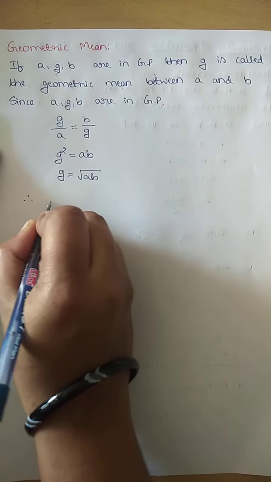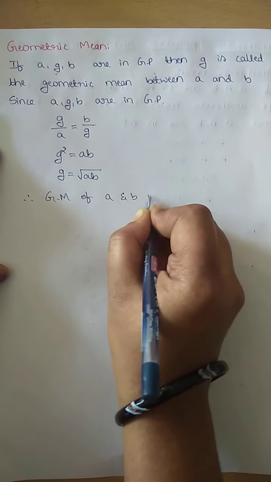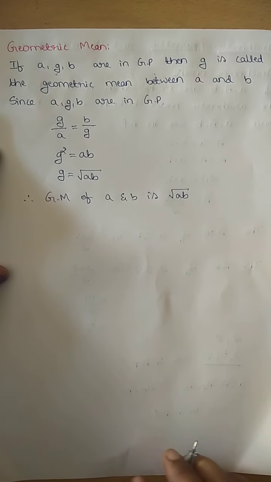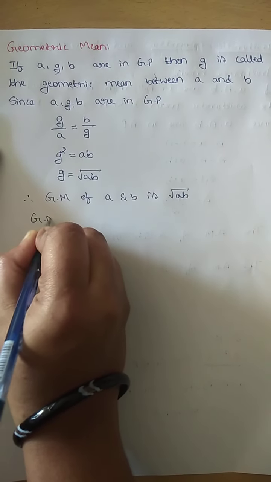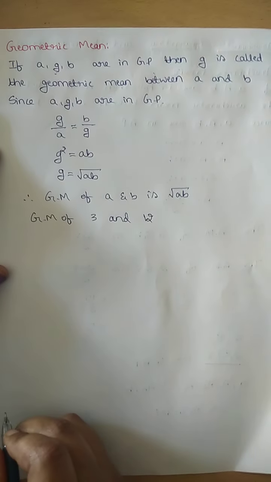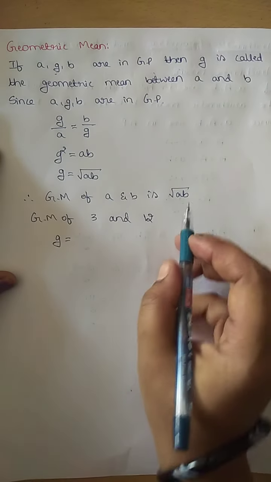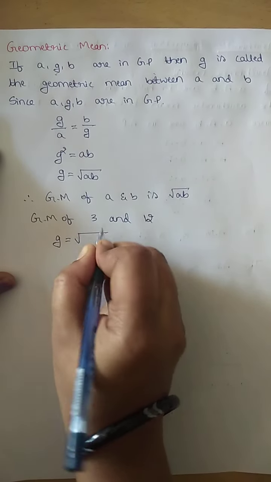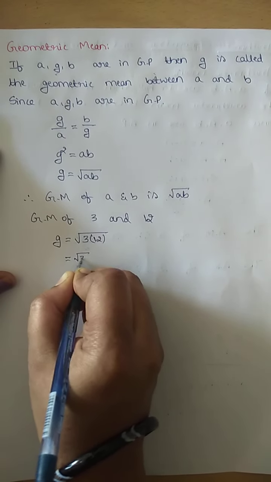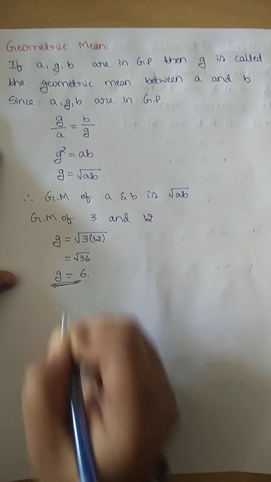So, G means what? Geometric mean. Therefore, the geometric mean of small a and b is the square root of AB. This is the formula for geometric mean. For example, the geometric mean of 3 and 12. G equals, what is the formula? Root AB. A value is 3, B value is 12. 12 into 3, 36. Square root of 36 is 6. Therefore, the geometric mean is 6.